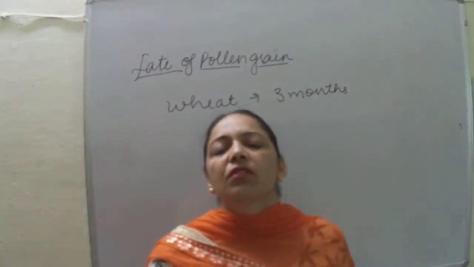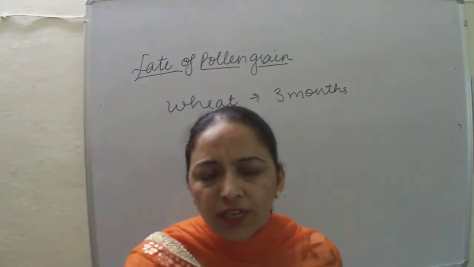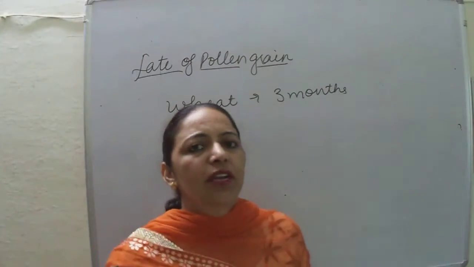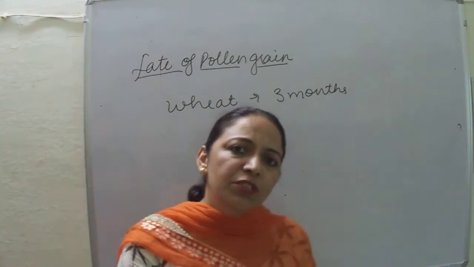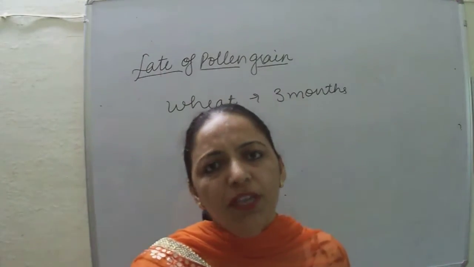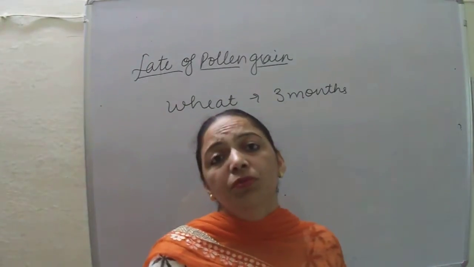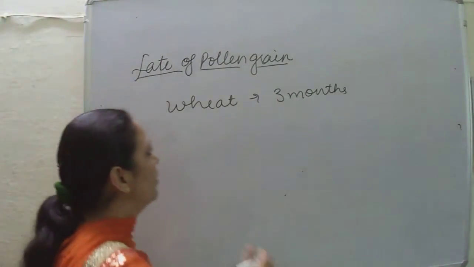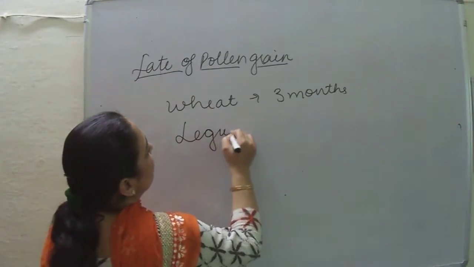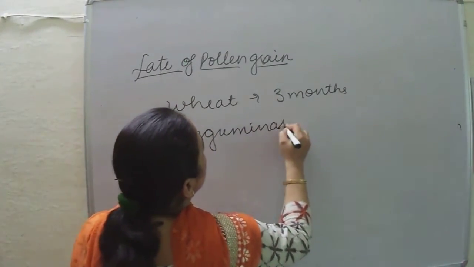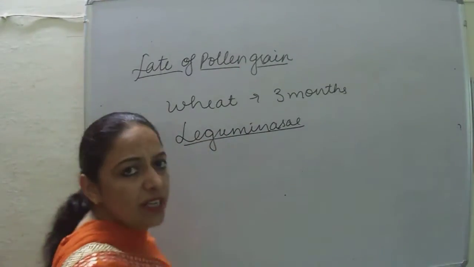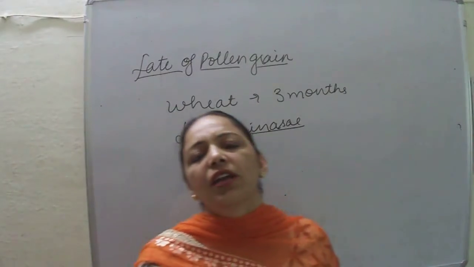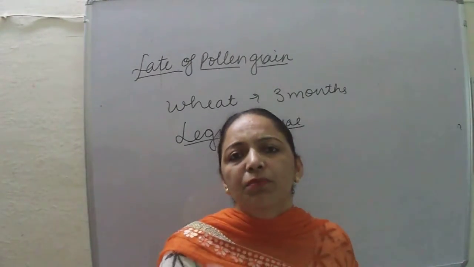Some of the species of pollen grain may become damaged as soon as they come in contact with the soil, and some species of pollen grains may remain viable up to many years. For example, the family Leguminosae. The pollen grains of legumes may remain viable up to many years, but now scientists are trying to conserve the pollen grains for a long time.